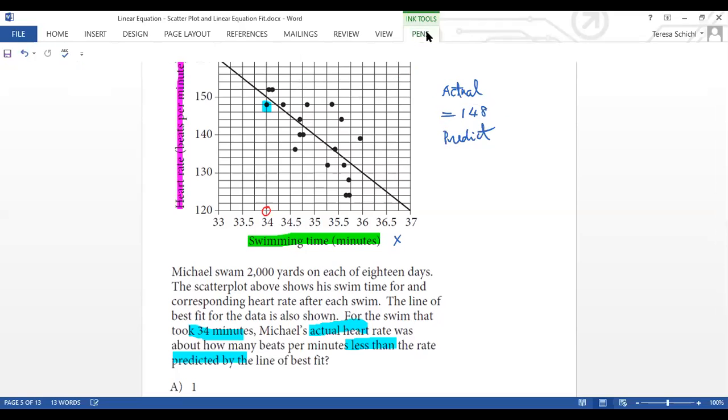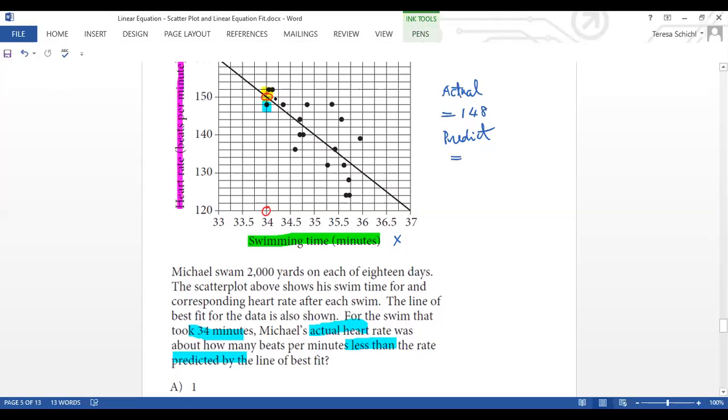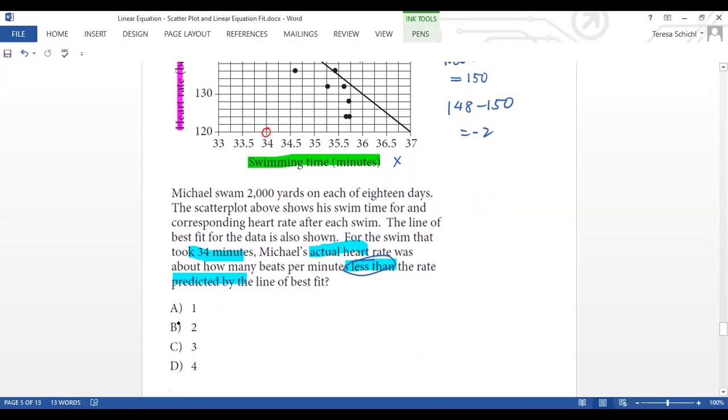So what is the predictor? The predictor is the one on the line. So it's right where it intersects the line here. The predictor is where this line touches 150. So you just use 148 minus 150, which is -2. That means it's less than the rate of the predictor. So it's 2 beats per minute less than the rate of the predictor here.